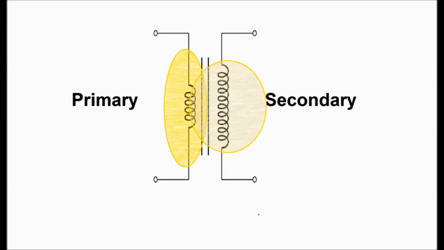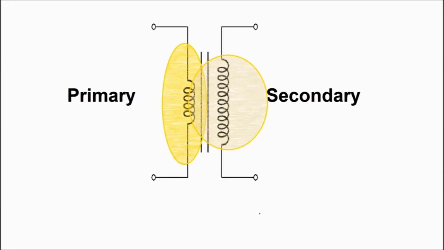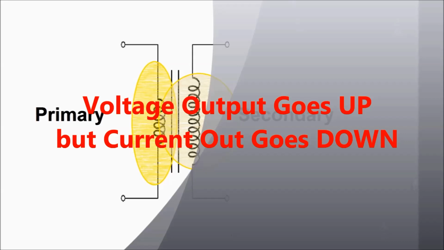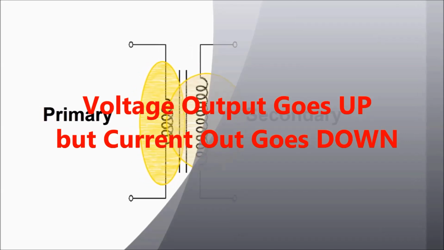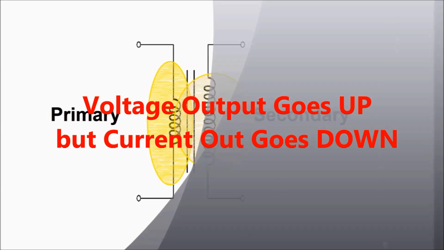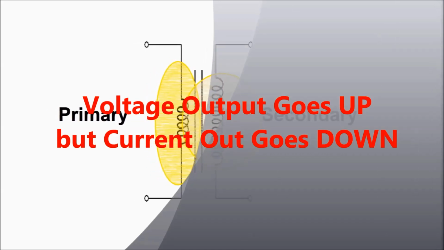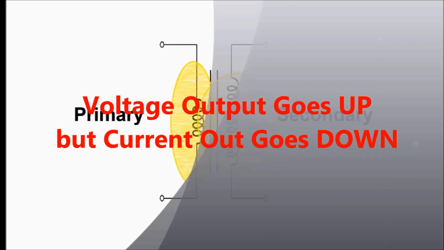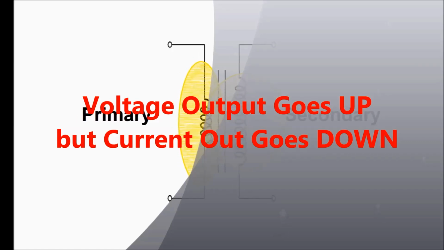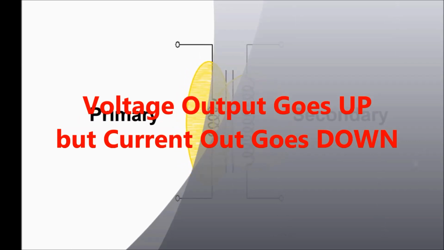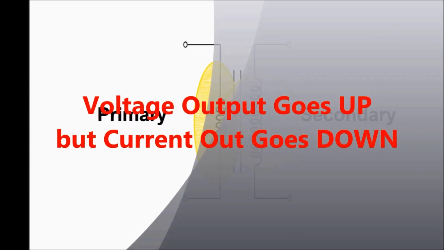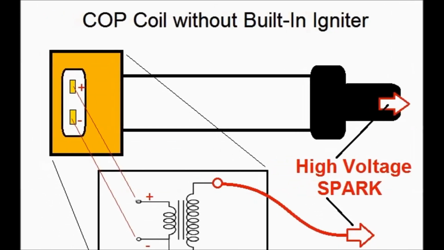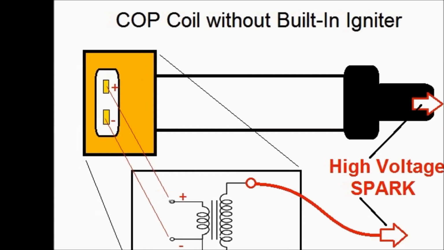So if you have a coil, usually you might have anywhere between 3 to 7 amps going in, but it has 20,000 volts, 45,000 volts going out, but not at 10 amps, not even at 1 amp. So again, this is typical of a step-up transformer. What it does is it steps up the voltage, but not the current. It steps down the current. So voltage goes up, current goes down. That's basically how any step-up transformer works. And this is typical of coil on plug units or any other coil unit used in automotive vehicles.